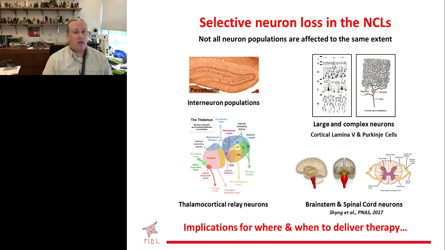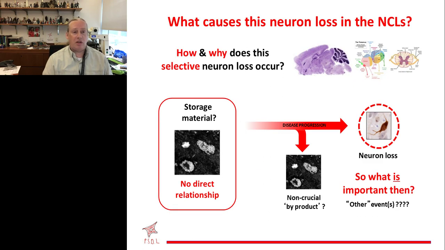Now, an obvious question is what's actually causing this selective neuron loss? And the first finger of suspicion pointed at that storage material, perhaps largely because it is so easy to find simply by shining ultraviolet light upon its action. But when we measured where and when that material was building up, it did not have any direct relationship to which neuron populations were dying, suggesting that the two events are not actually linked.